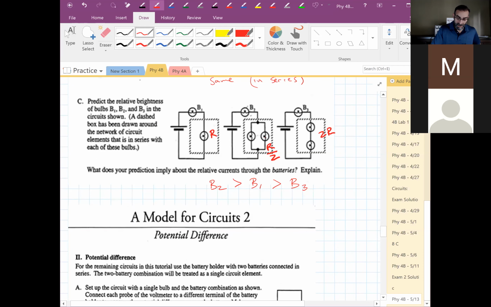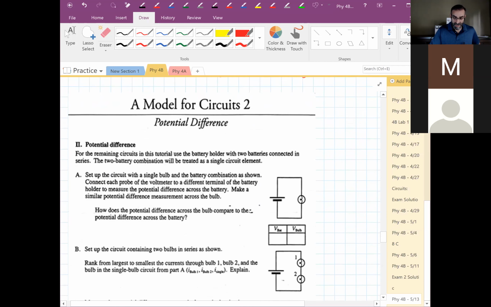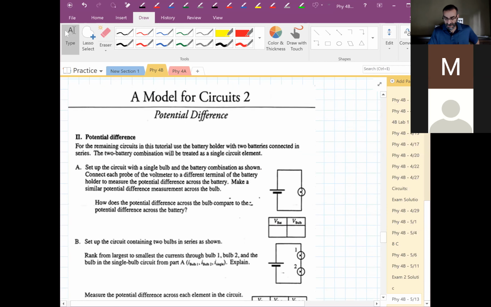You have two resistors in parallel. We haven't covered it yet in lecture, but you had a whole lab or two on parallel resistors, right? We'll go over it again in lecture.